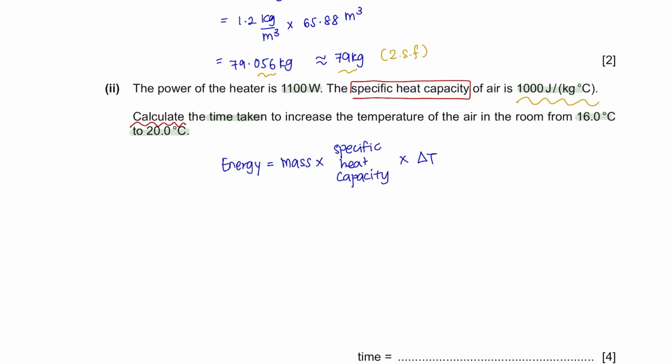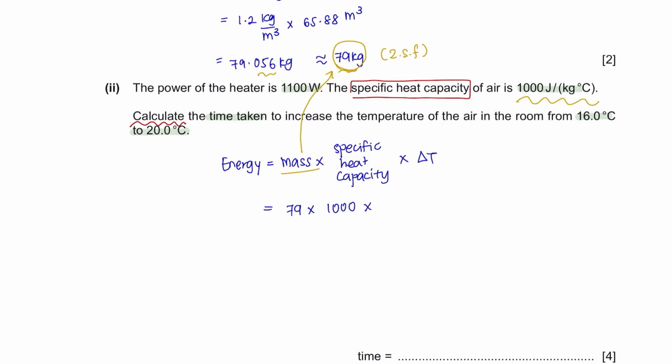So from here, we are able to calculate the energy. The mass has been obtained from the first part of the question, which is 79 kg, times the specific heat capacity given, which is 1000 joules per kilogram degree Celsius, and the change of temperature is from 16 to 20 degrees Celsius, which is 4 degrees Celsius. From here, we can get the change in thermal energy in joules, which is 316,000 joules.